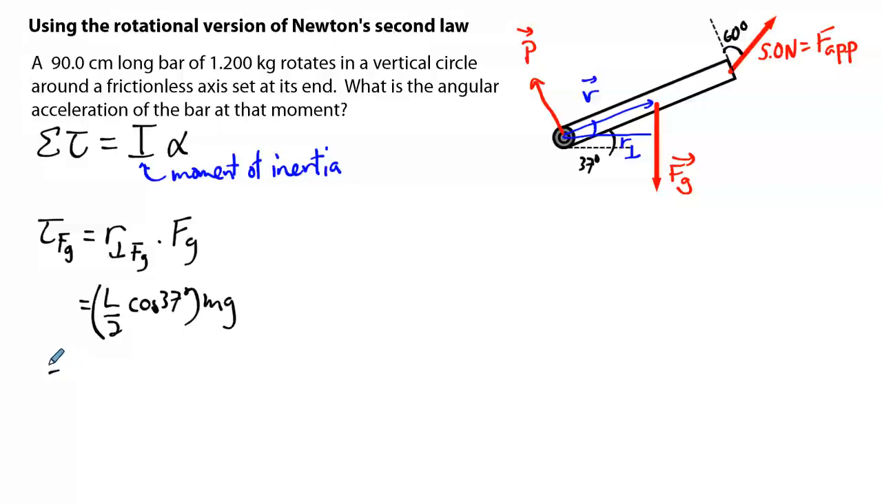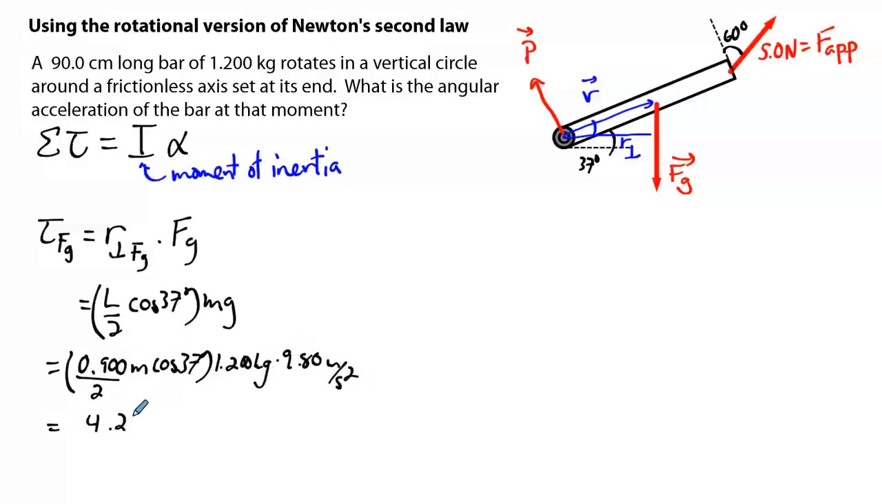Once we plug the numbers in, we get the length of the bar, which is 90 centimeters, so 0.900 meters, divided by 2, times the cosine of 37 degrees, times the mass, 1.200 kilograms, times the acceleration due to gravity, 9.80 meters per second squared. When we plug all the numbers in, we get 4.23 kilogram meters squared per second squared. That's just a Newton times meter.